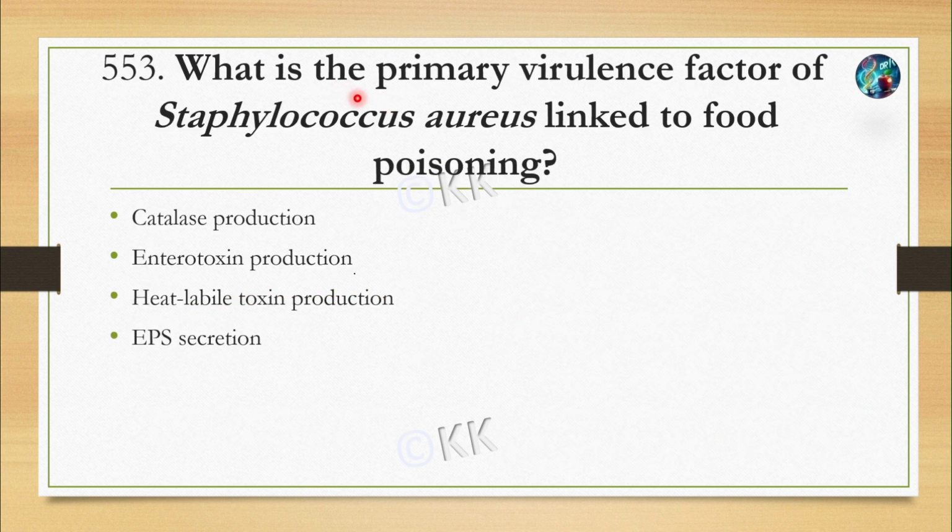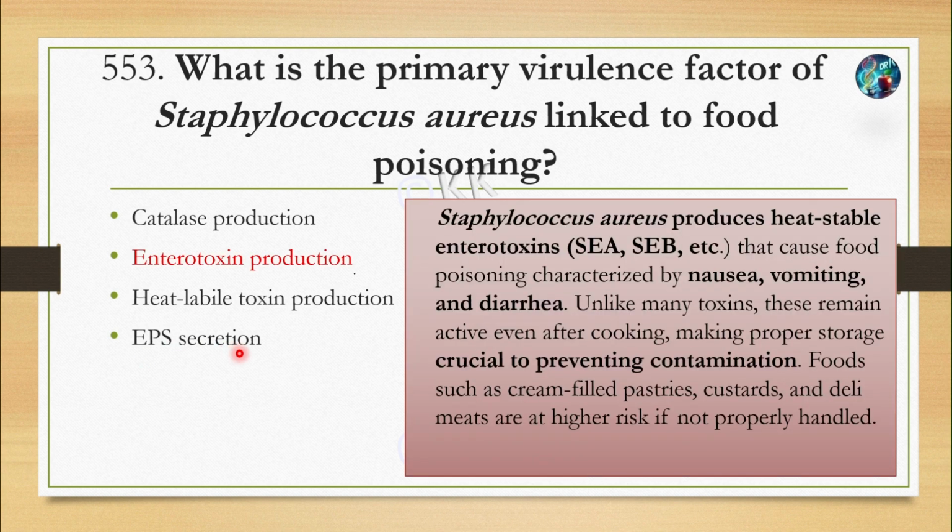What is the primary virulence factor of Staphylococcus aureus linked to food poisoning? Option A, catalase production. Option B, enterotoxin production. Option C, heat labile toxin production. Option D, EPS secretion. The correct option is option B, enterotoxin production.